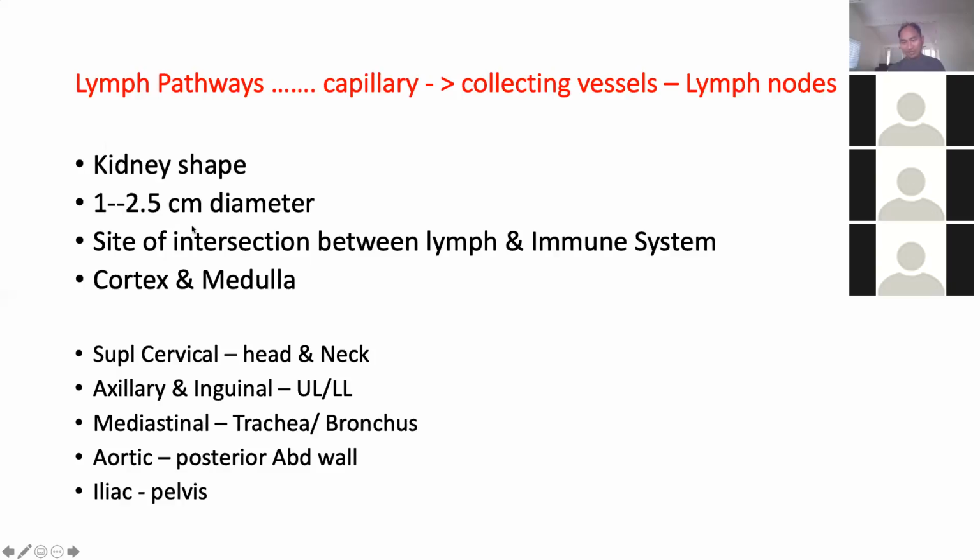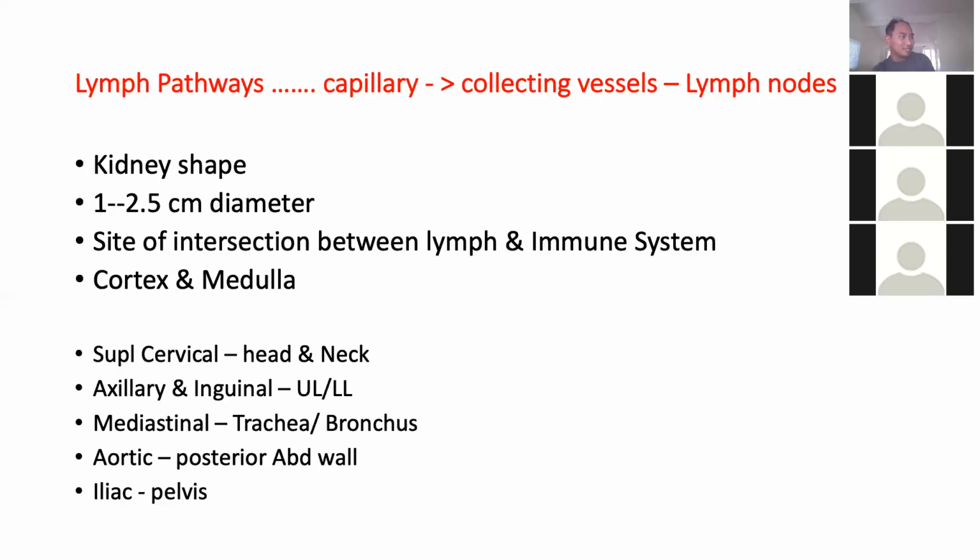Lymph nodes are the site where the lymphatic vessels arrive. At the same time, the immune system gets into play. So it is an intersection; the lymph node is important for both lymphatic circulation from the periphery as well as the immune system. Like everything, it has got cortex and medulla. Like kidney, we have cortex and medulla. Adrenal gland, cortex and medulla. The same thing, lymph nodes, we have cortex and medulla.